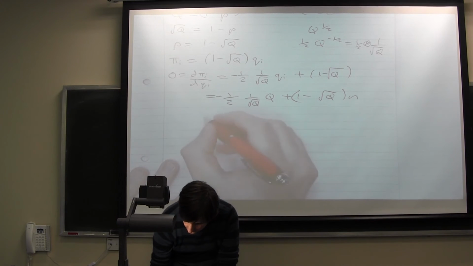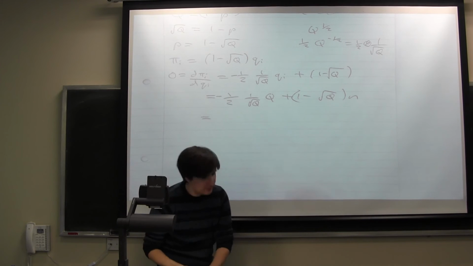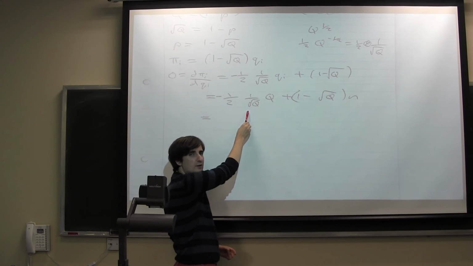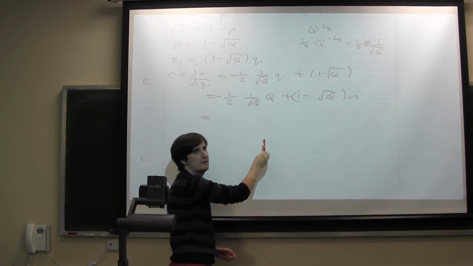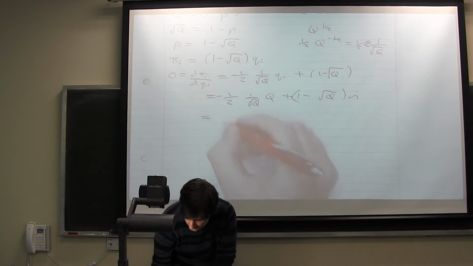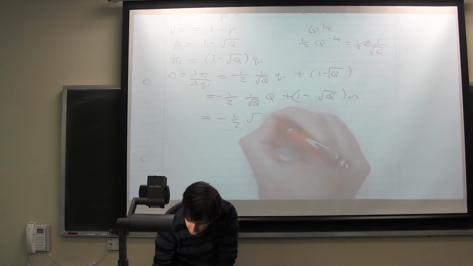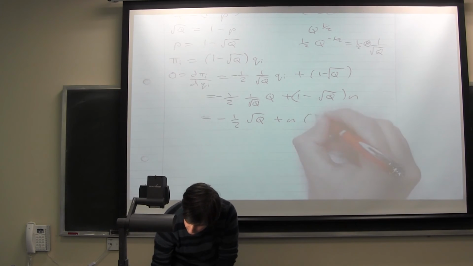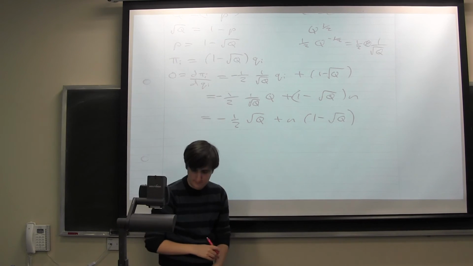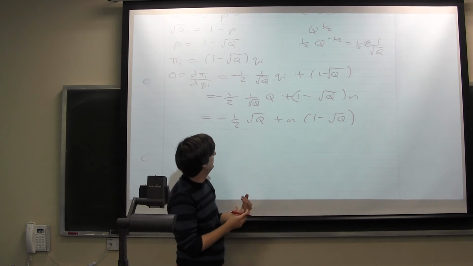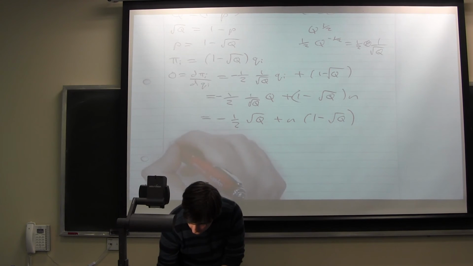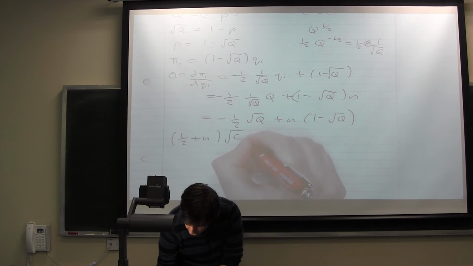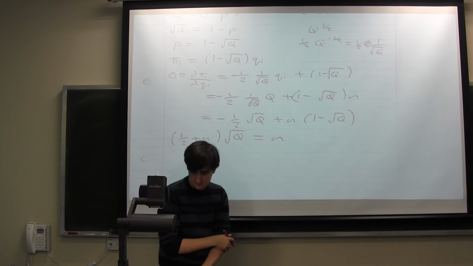Sorry about that. And let's just simplify this a little bit. So we've got Q divided by square root Q, or Q is square root Q times square root Q. So Q divided by square root Q is just square root Q. So this is minus a half square root Q plus n times 1 minus square root Q. So now we have an expression in square root Q. So let's solve for square root Q. So in total we've got a half plus n copies of square root Q, and that has to be equal to n.